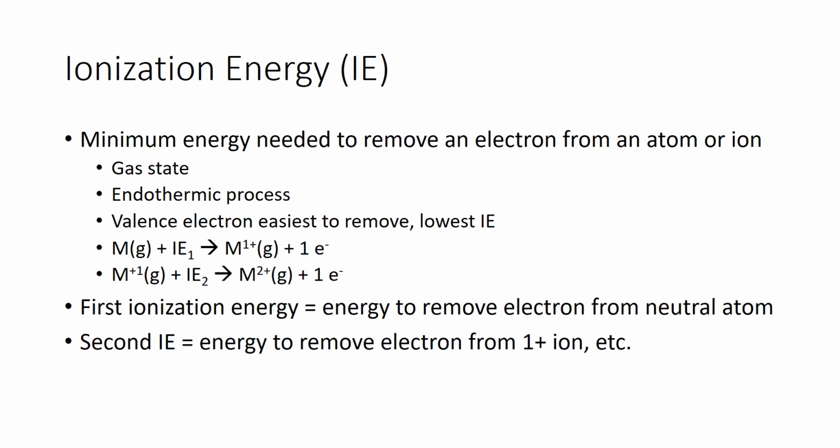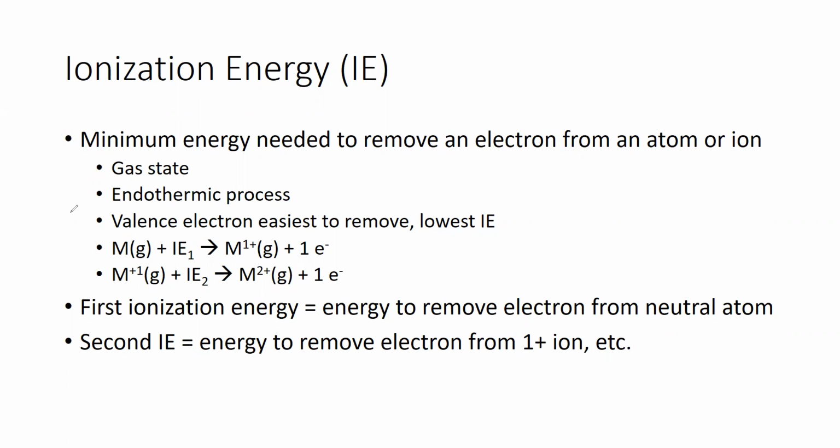This is an endothermic process, which means you have to put energy in, which makes sense because these electrons generally want to stay by their atoms. So to rip one away, you'd have to put energy in to do that. When talking about ionization energies, if you're removing valence electrons, you remember valence electrons are those in the highest energy level. Those are easiest to remove. And as you go further and further in, it's harder and harder to remove electrons.